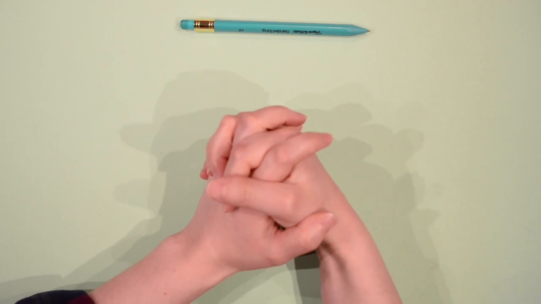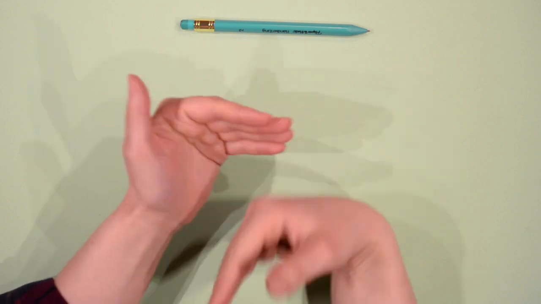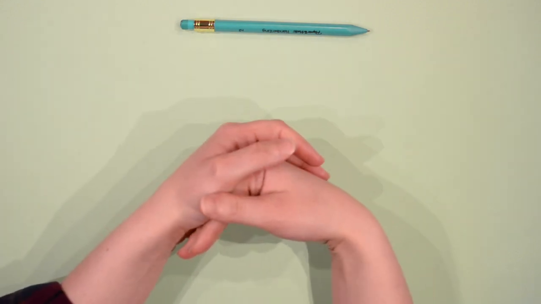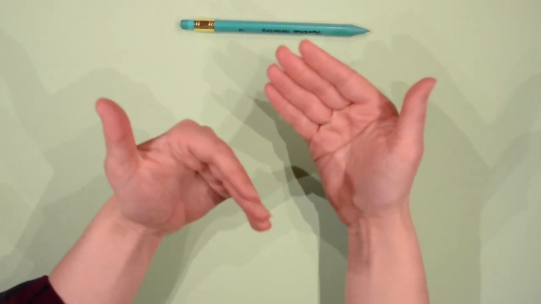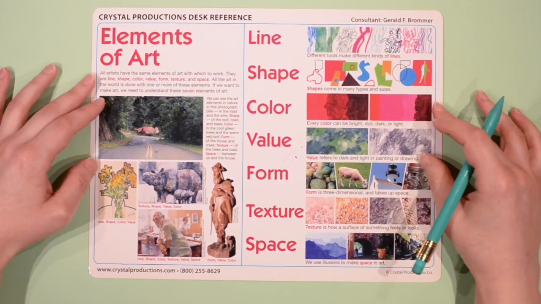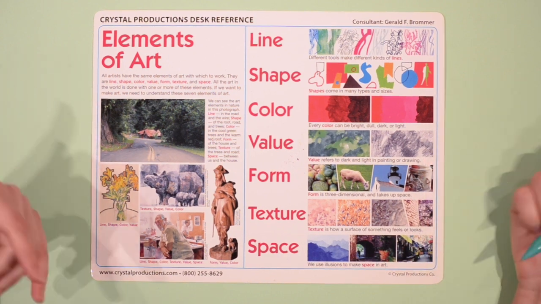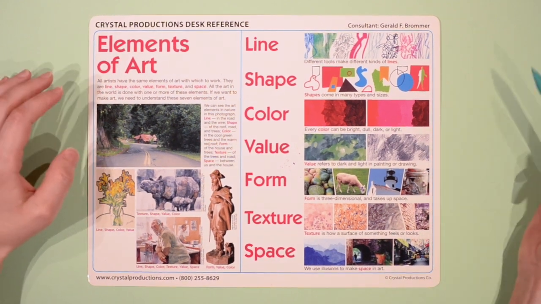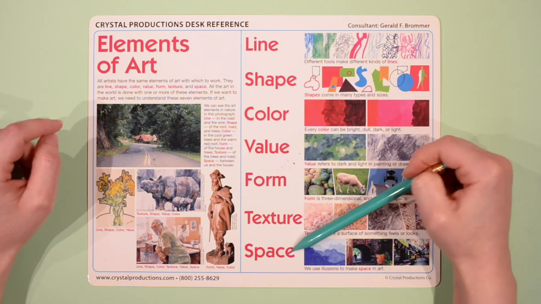The elements of art are more or less the building blocks that we as artists use to create all of our artwork. Whether I point it out or not, every last project we have had so far this year is focused around one, two, or three of the elements of art. So one of the questions is, what are they? And I'm borrowing this lovely handy dandy desk reference. It is by Crystal Productions, but the elements of art are line, shape, color, value, form, texture, and space.